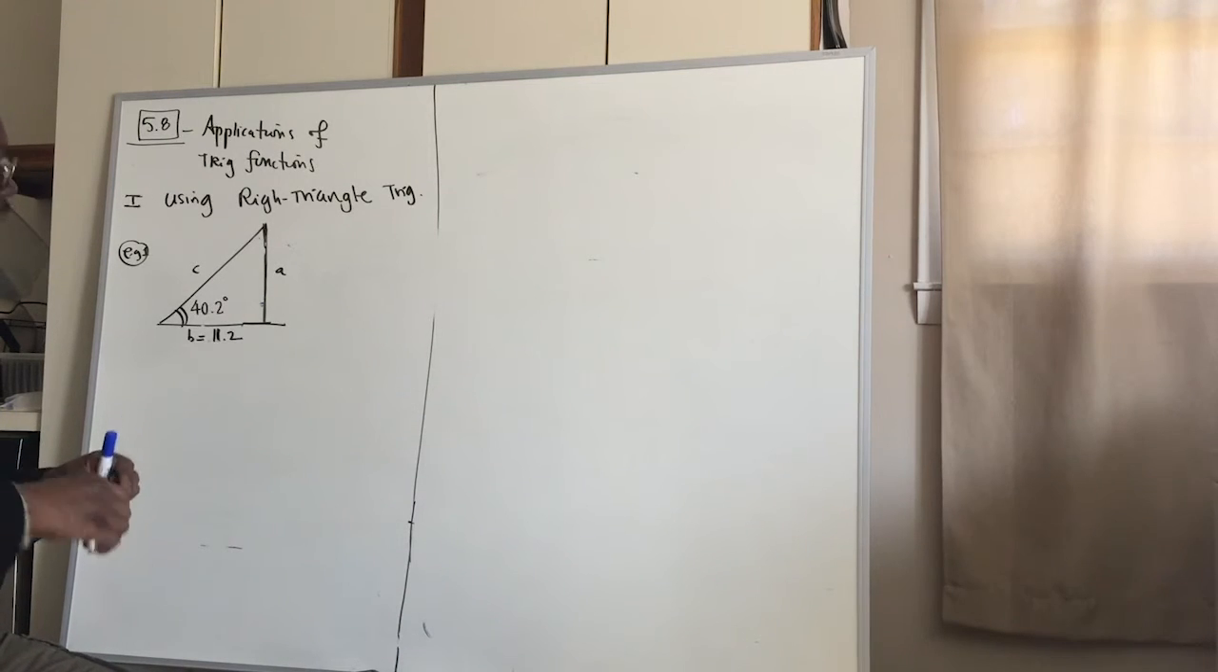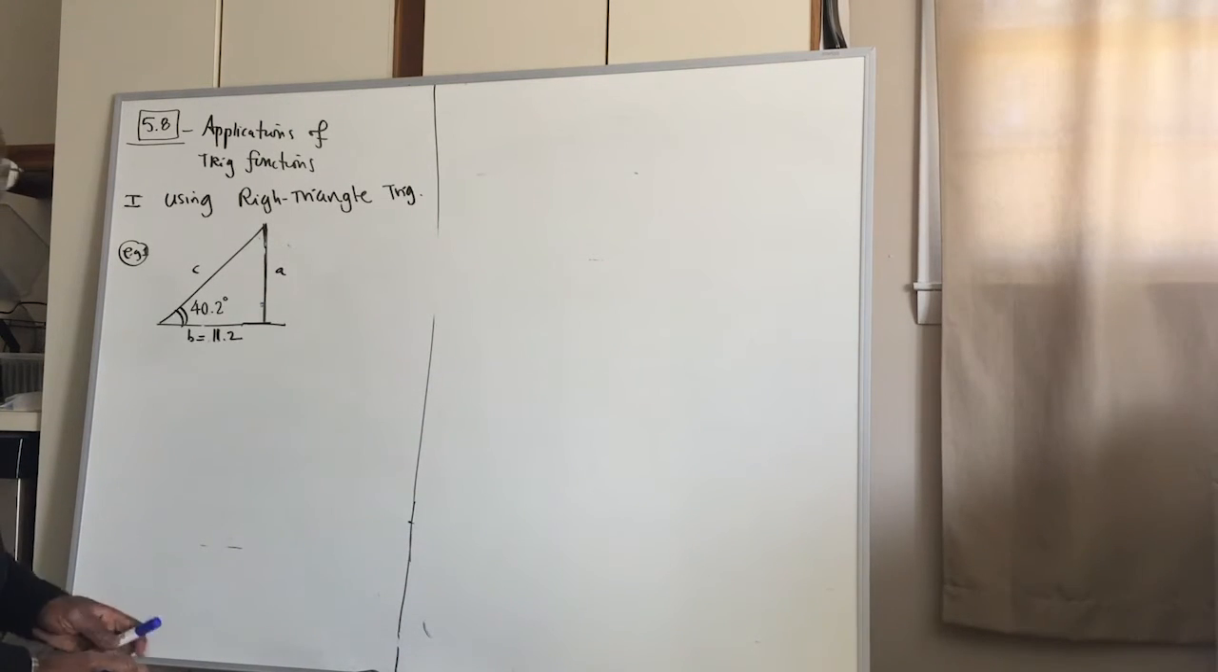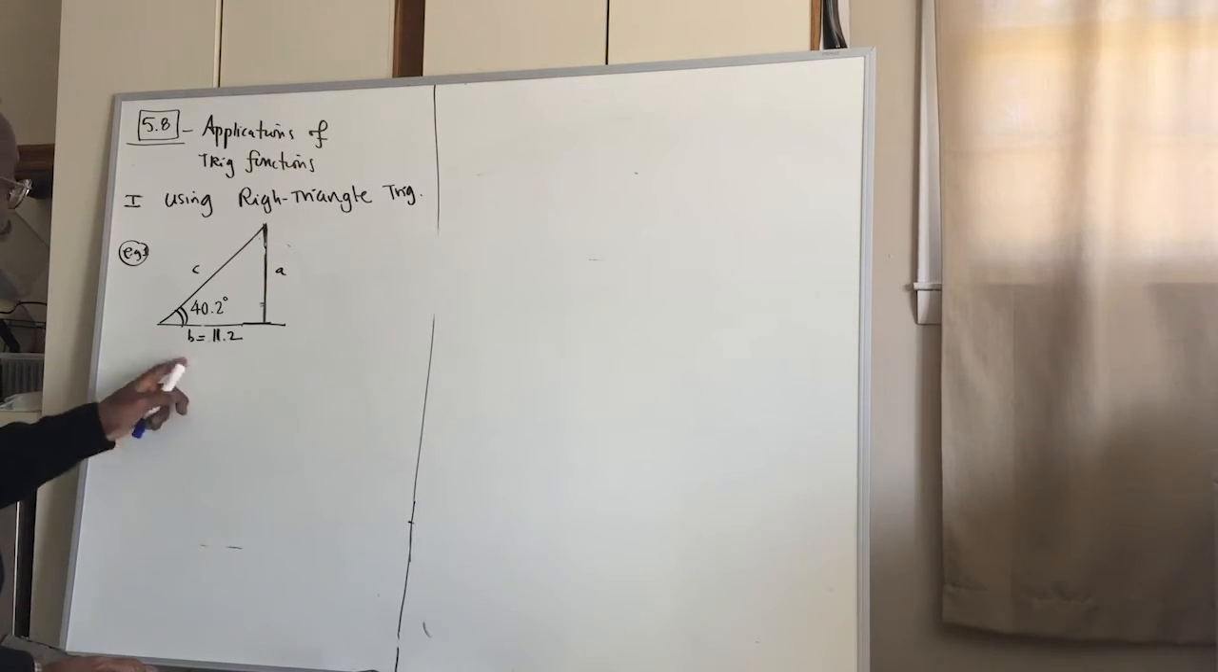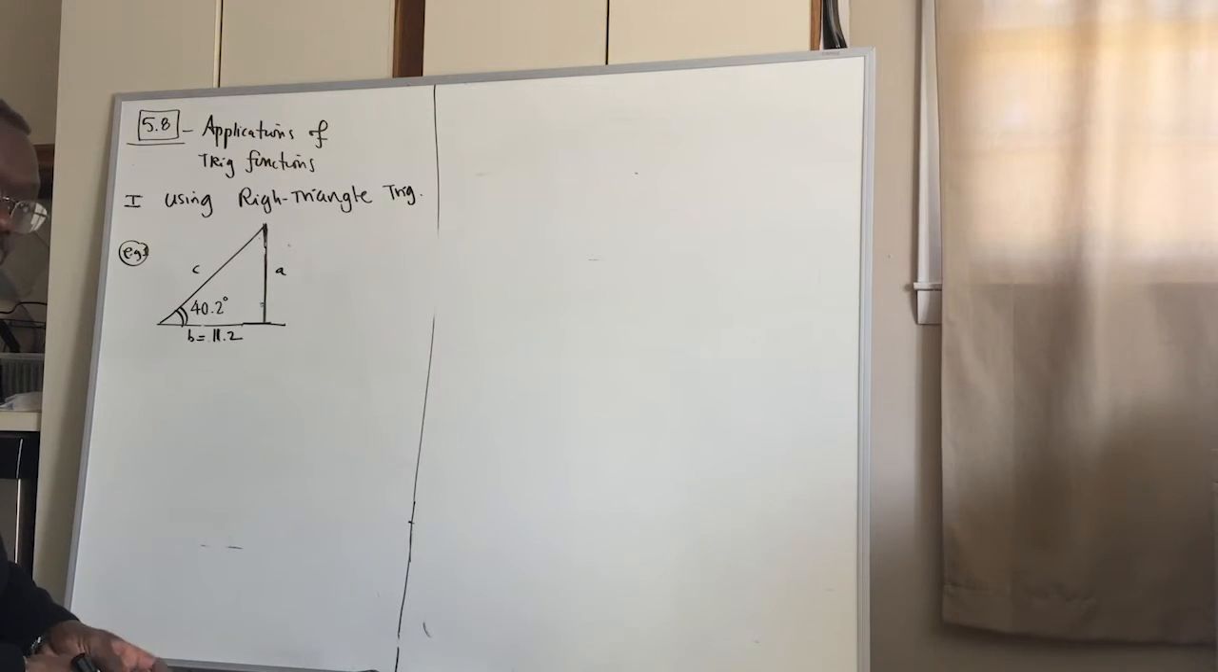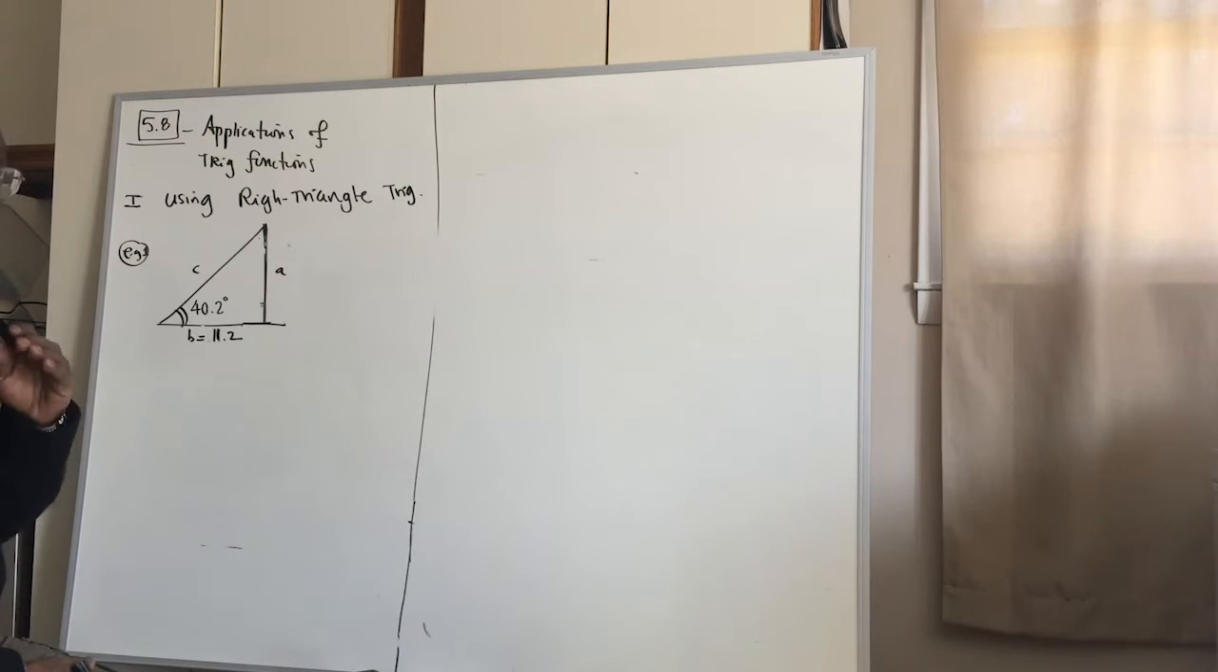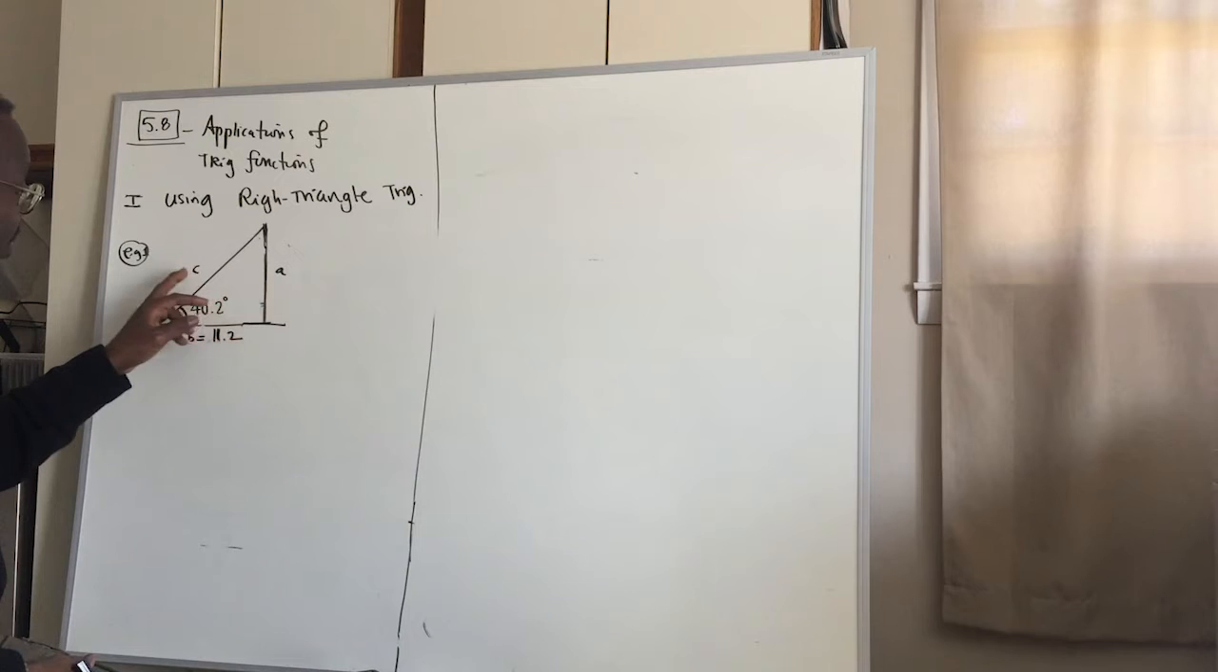5.8 we have applications of trig functions, and to do this we use right triangle trigonometry. Now we have an example here. We have to solve the triangle. If you have to solve the triangle, you are supposed to find what is missing: angle or angles, the side or sides. In this case we have two of them.